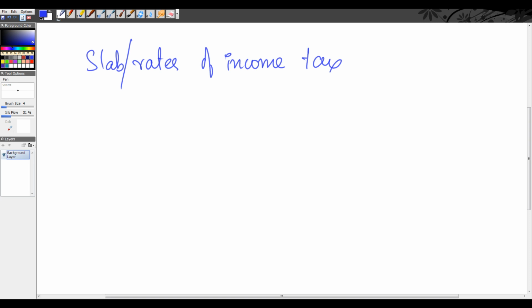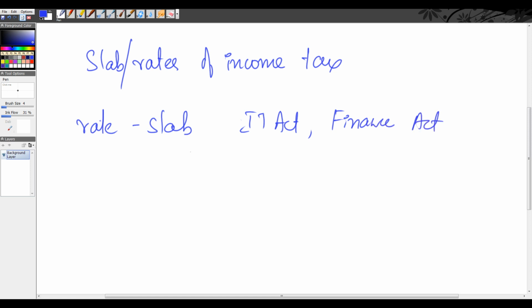Let us see, what is this slab rate or rates of income tax? Now it's very simple. It is the rate or slab which is prescribed by the Income Tax Act, amended by the Finance Act every year, for imposition of taxes. The government specifies who is supposed to pay tax and who is not supposed to pay tax, through the IT Act and the Finance Act every year. That rate is known as the slab or the rates of income tax.